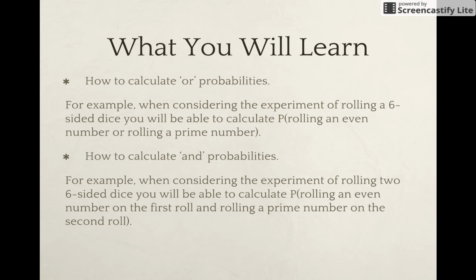In this presentation, we learn how to calculate OR probabilities. For example, when considering the experiment of rolling a six-sided dice, you'll be able to calculate the probability of rolling an even number or rolling a prime number. You also learn how to calculate AND probabilities. For example, when considering the experiment of rolling two six-sided dice, you'll be able to calculate the probability of rolling an even number on the first roll and rolling a prime number on the second roll.